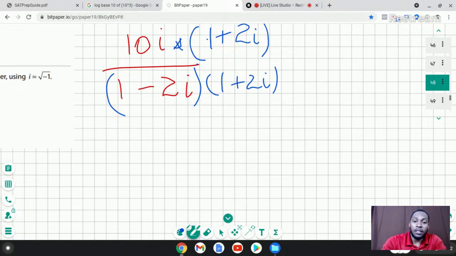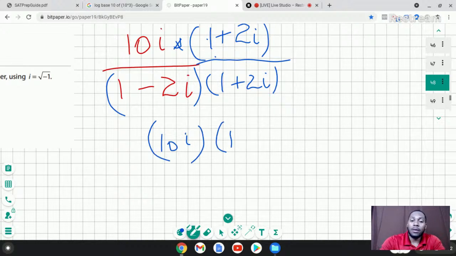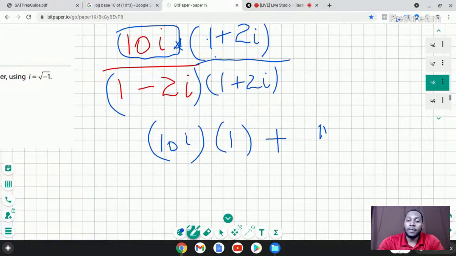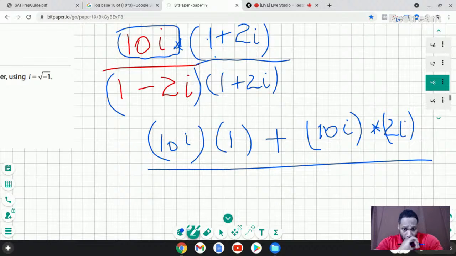We're gonna distribute first, which is we're gonna multiply the 10i by 1. So 10i multiplied by 1, plus 10i multiplied by 2i. And what does that give me? That gives me 10i times 1, and 10i multiplied by 2i. So I got that. And then what's the second part of this? So we got to do the denominator.